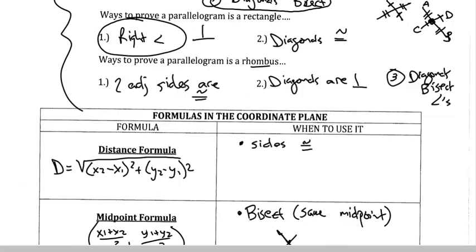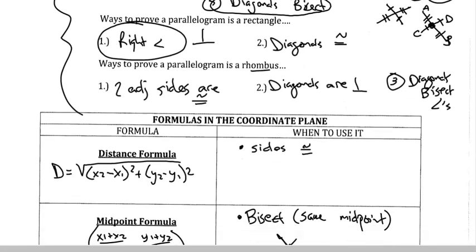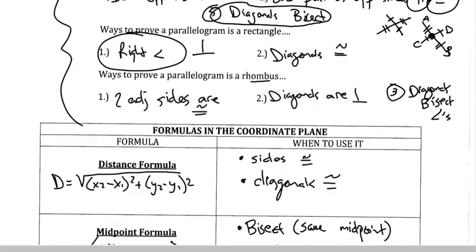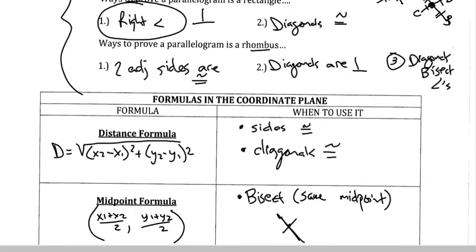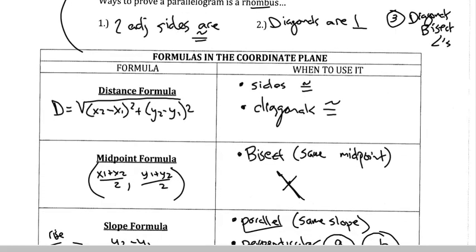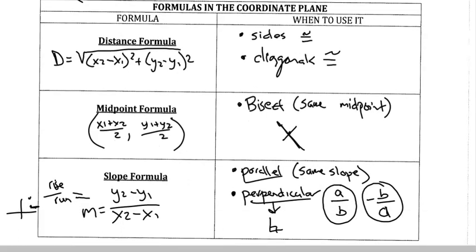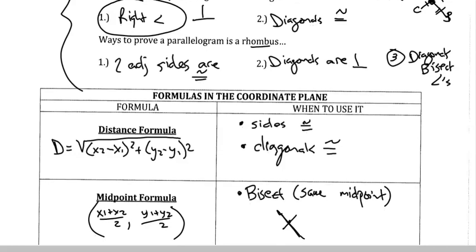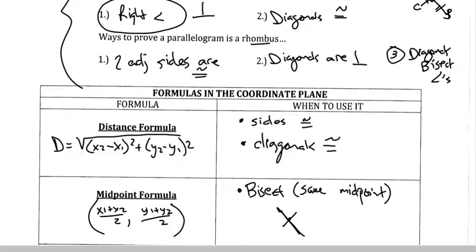Let's see what else we have in here. Diagonals congruent, that could be the distance formula, things being congruent. 2 adjacent sides are congruent. That is also the distance formula. Diagonals are perpendicular. We already said perpendicular was slope formula. Diagonals bisect angles. Oof, I have no idea how to show bisecting angles. We're not going to use that one with these proofs.